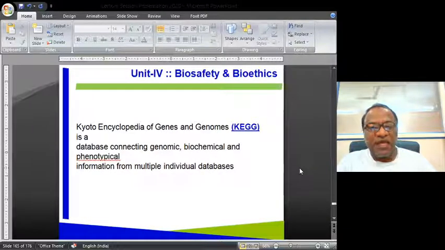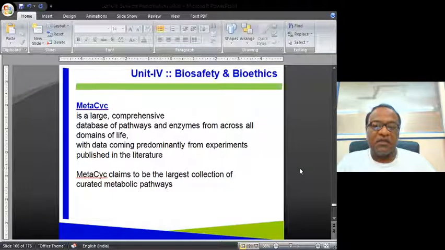Then we have KEGG, that is Kyoto Encyclopedia of Genes and Genomes, which is a database connecting genomic, biochemical and phenotypical information from multiple individual databases. Then we have MetaCyc, which is a large comprehensive database of pathways and enzymes. It is the largest collection of curated metabolic pathways software.